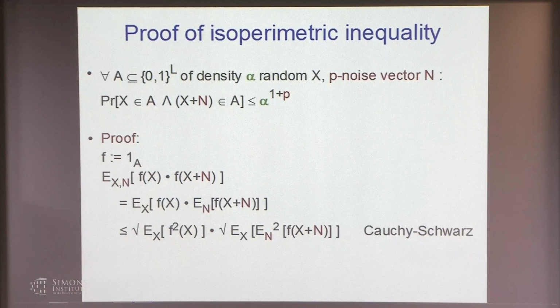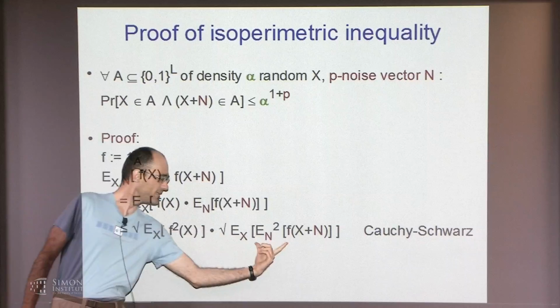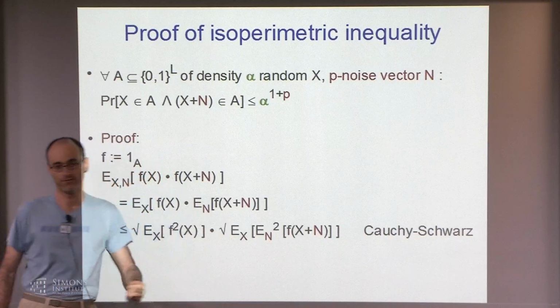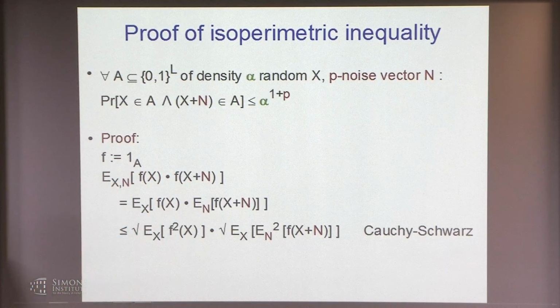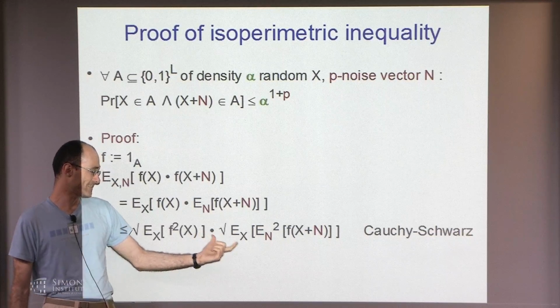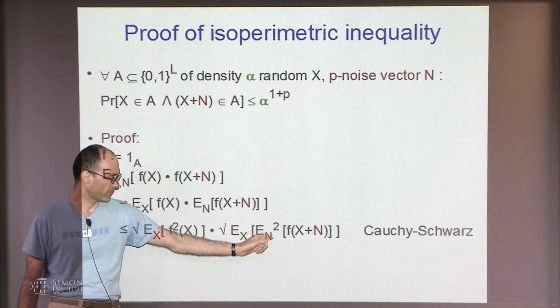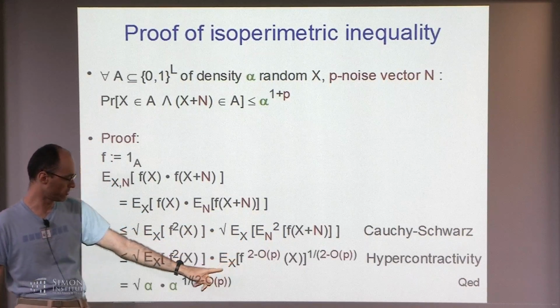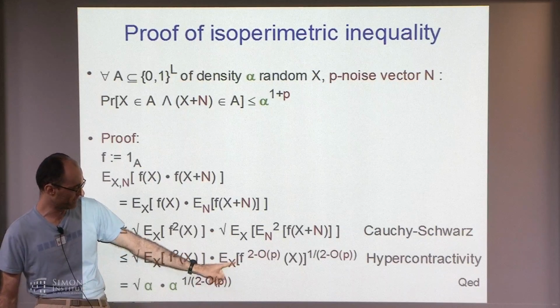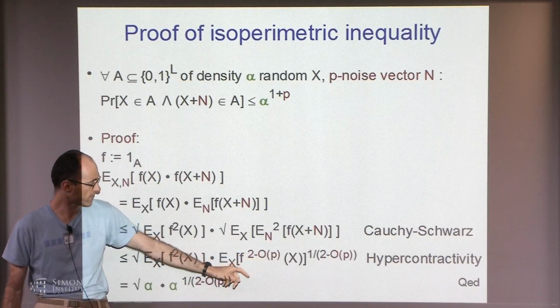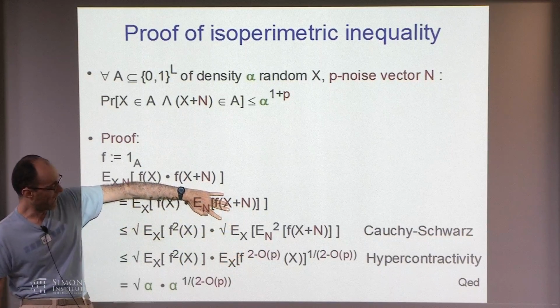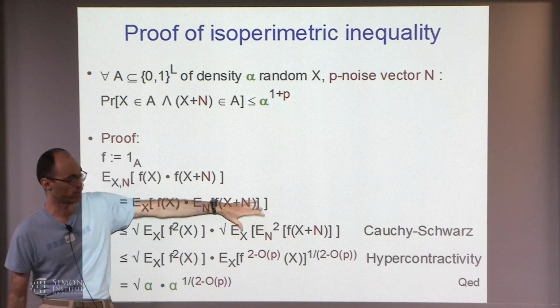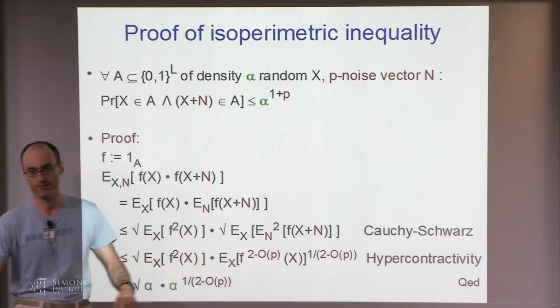Now the second step in the proof. This thing here is the L2 norm of the noisy version of f. So you can apply hypercontractivity. Hypercontractivity is a result which allows you to trade noise for the norm. Specifically, you can relate this to the norm of f, and the norm is not 2, but 2 minus order of p. So you go from the L2 norm of the noisy version of f to the 2 minus order p norm of f.